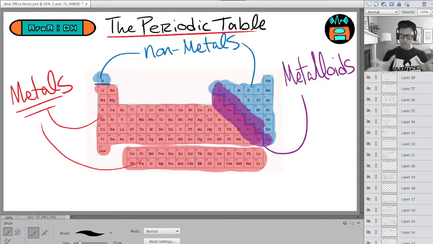So that's the way to think about it, and this is something that you will be tested on, identifying metals, nonmetals, and metalloids. And this is the breakdown of the periodic table. All right. So this business is exam worthy.